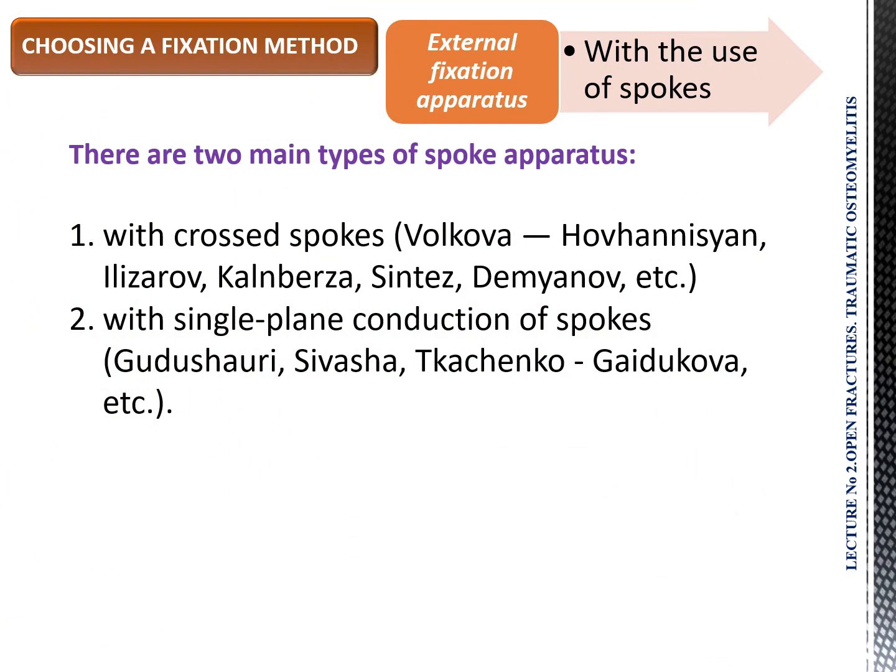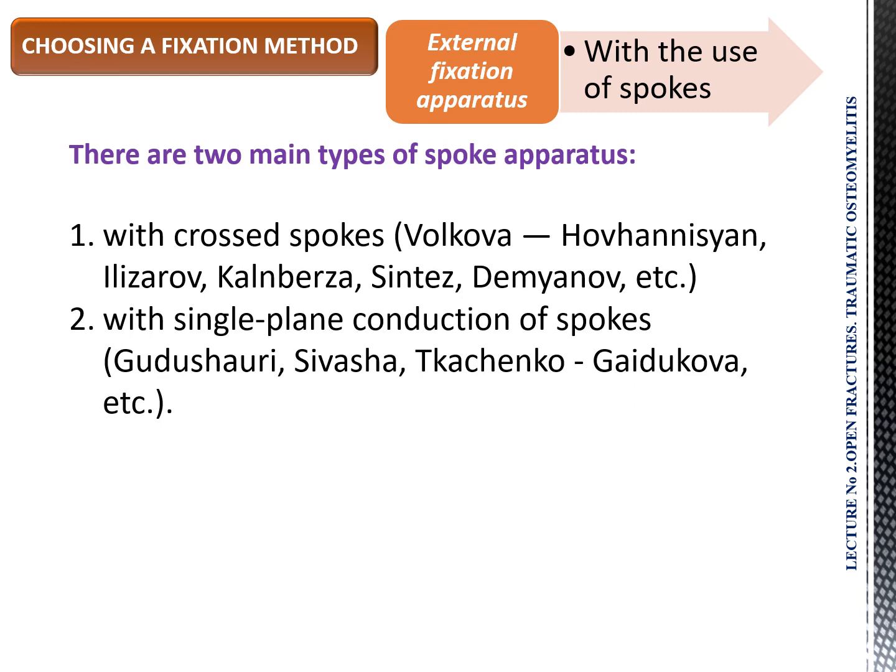Here, pay attention, there are two main types of special devices. These devices were actively developed in our country. There is even, let's say, a separate institute: the Kurgan Research Institute of Traumatology and Orthopedics named after Ilizarov, which is famous for the fact that the most famous apparatus, the Ilizarov apparatus, was developed within its walls. This is a device with crossed spokes, and there were other models besides it.